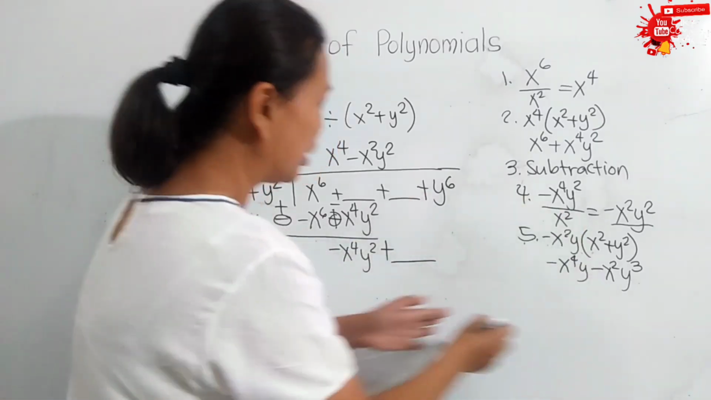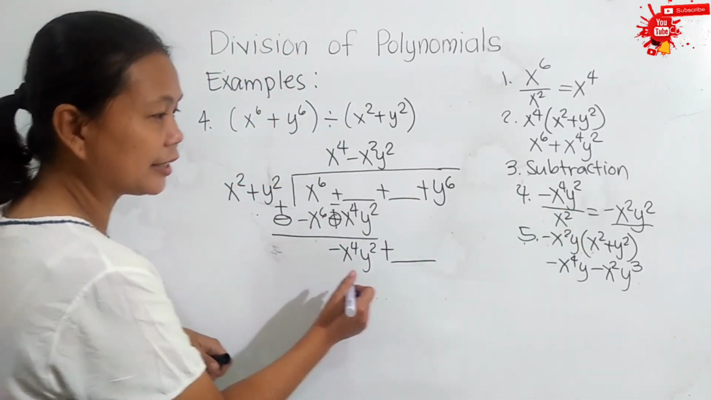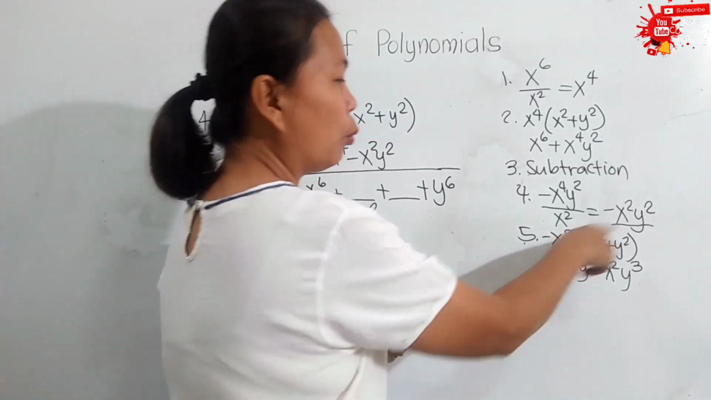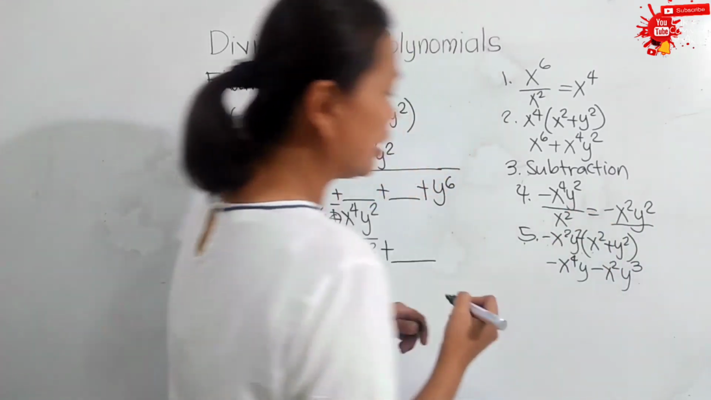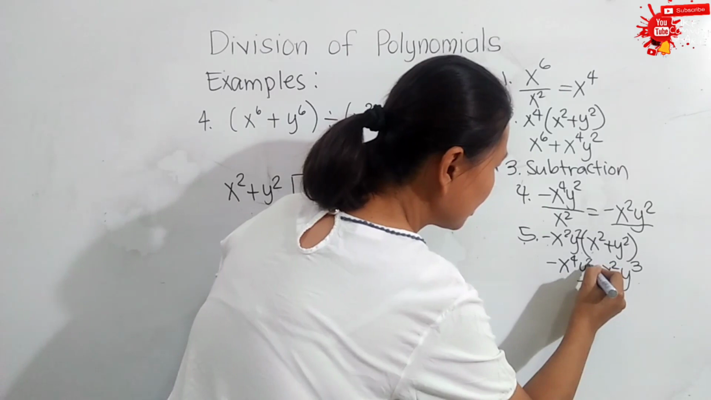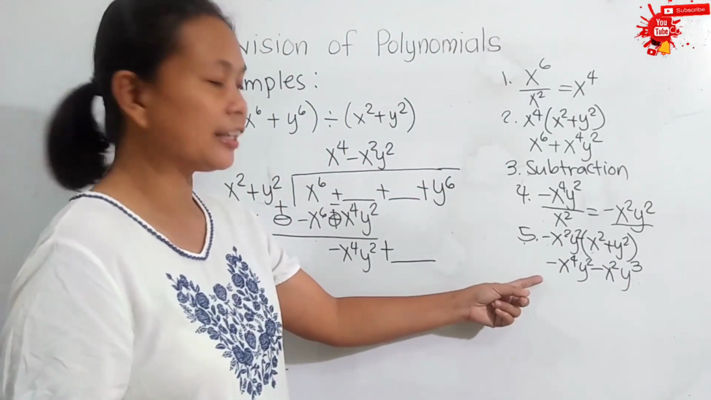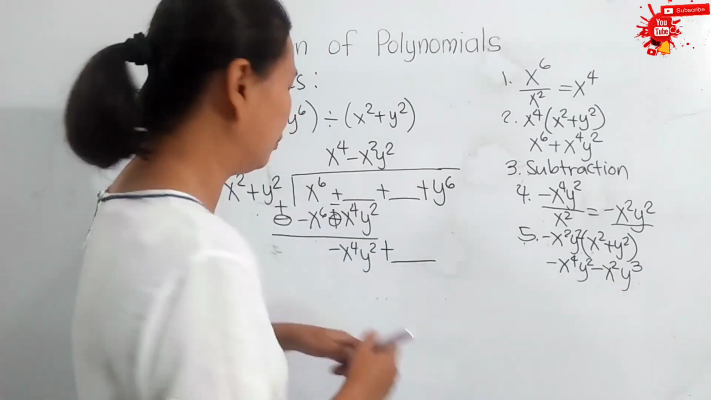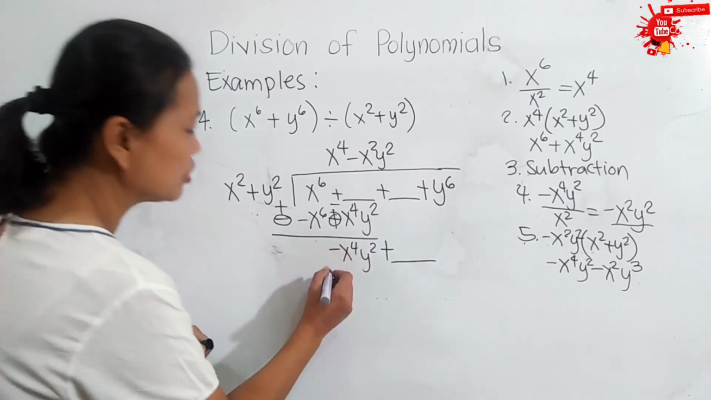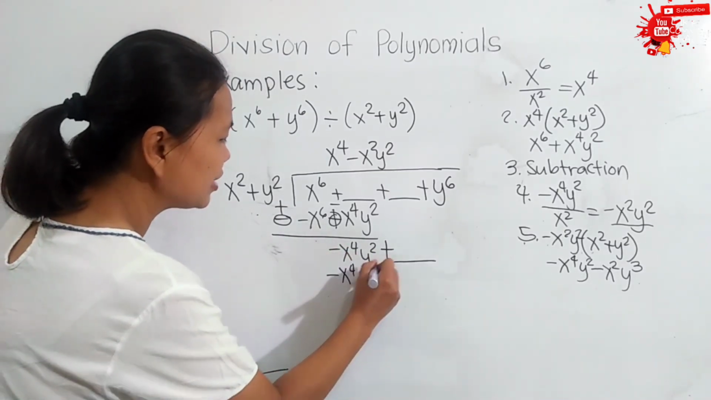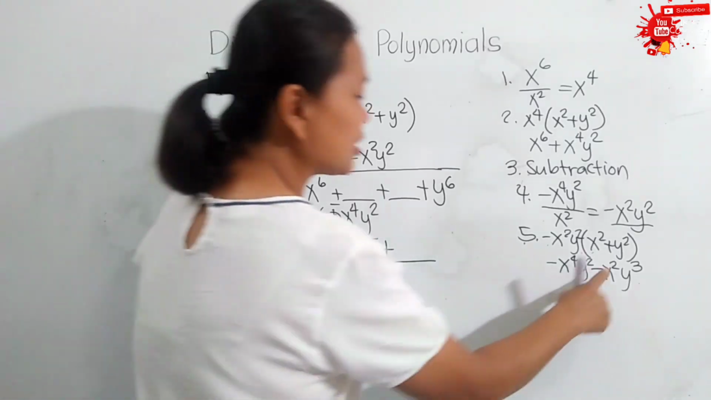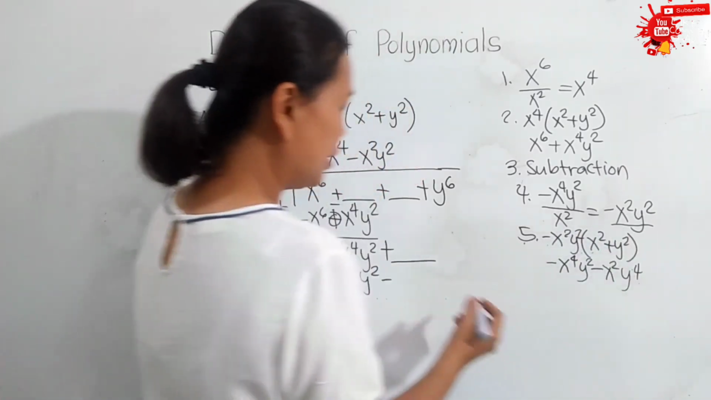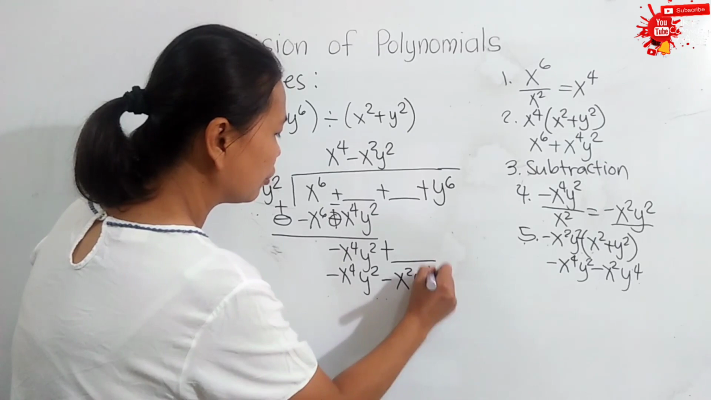Okay? So we line it up with its similar term. Okay, sorry, it is y squared pala. So we put y squared here, an exponent of 2. So the product will be negative x raised to 4 y squared minus x squared y cubed. So we align it with its similar term. So we have negative x to the 4 y squared, then negative x squared, then this will become 4 because 2 plus 2 is 4. So we have negative x squared y to the 4th.